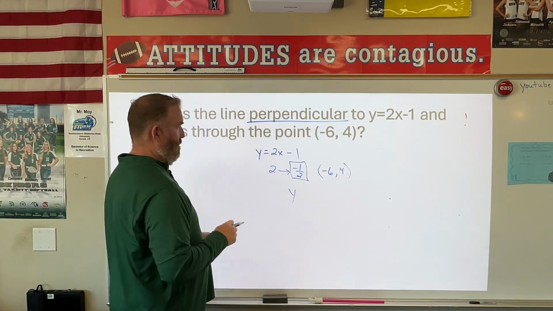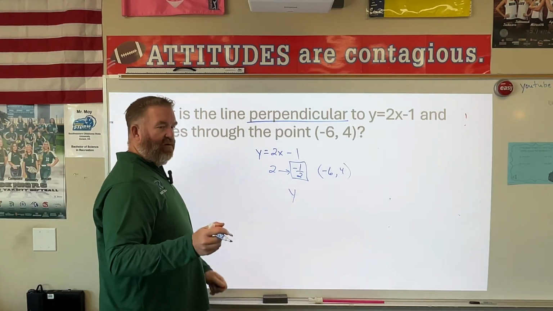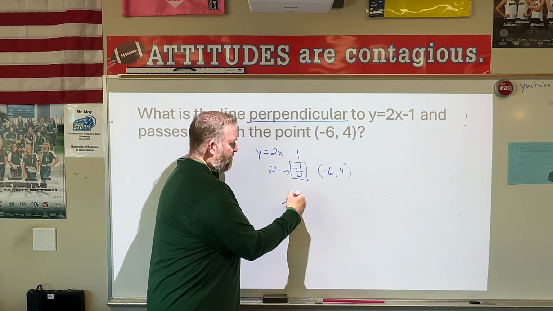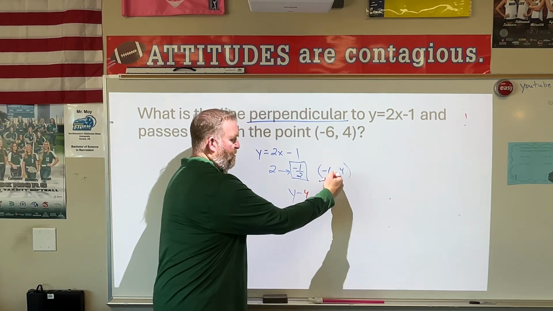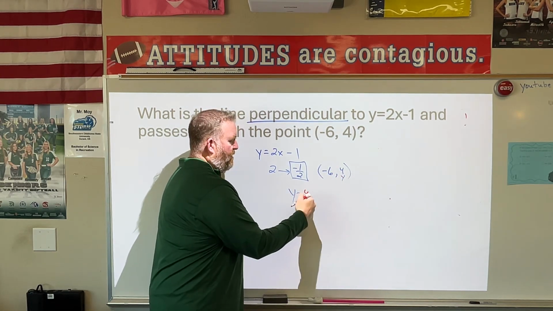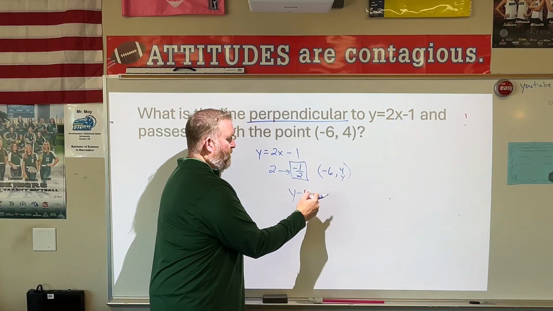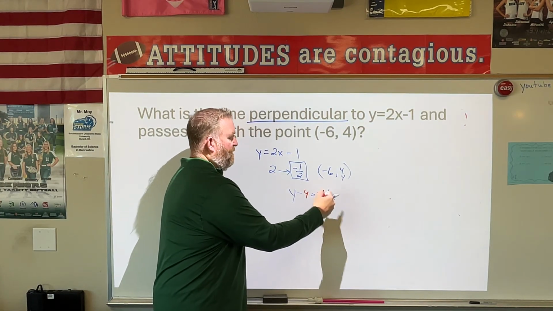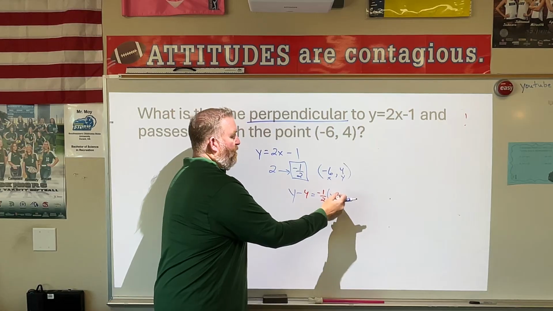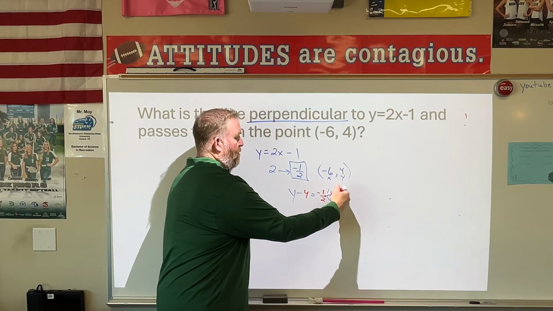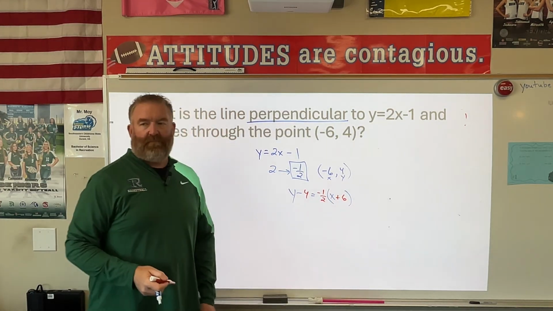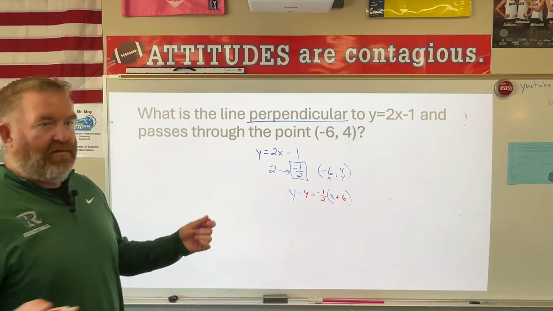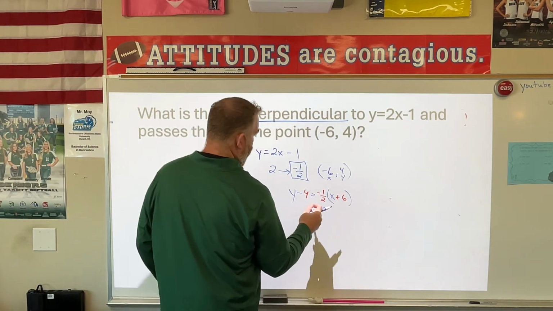Y. What's my y, guys? -4. Here's my 4. There's my y, yes? Equals, what's my new slope? -1/2. Parentheses, x. Here's my x. +6. There we go. Because the sign is going to change, so my negative is now going to be a positive. Okay. We distribute.